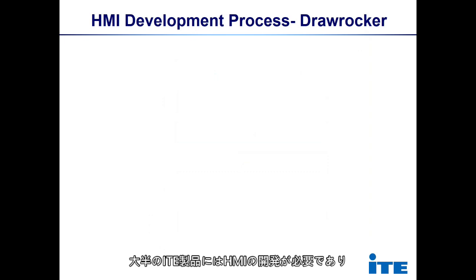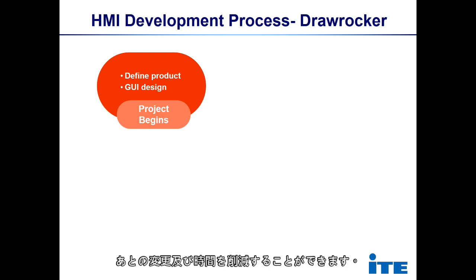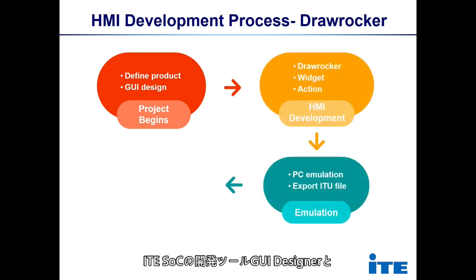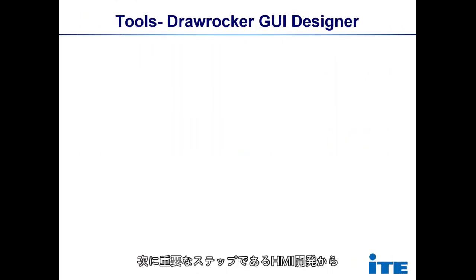The majority of ITE's products require HMI development, which is one of our strengths. In the beginning of the project, the UI spec has to be defined accurately to reduce revision afterward. Then, the development process can be accelerated through Draw Rocker GUI Designer and computer emulation tools provided by ITE. The last step will be the system integration and testing. The process is as simple as that. Next, we will introduce the above tools in order.